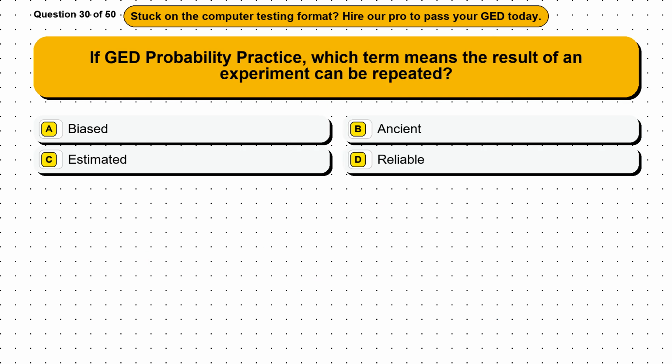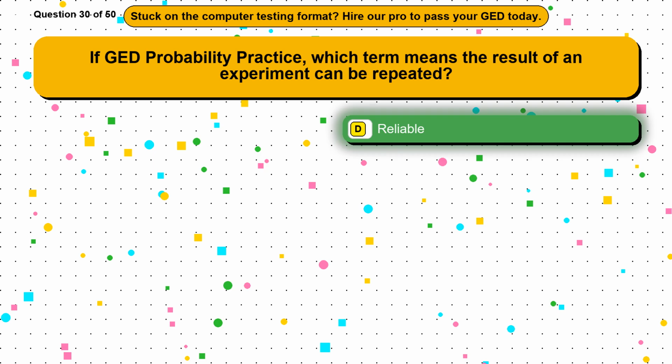Question 30. If GED probability practice, which term means the result of an experiment can be repeated? Option A, biased. Option B, ancient. Option C, estimated. Option D, reliable. The correct answer is option D.